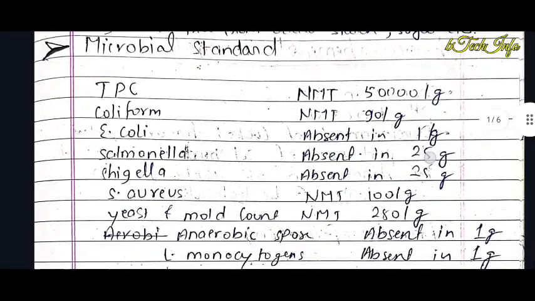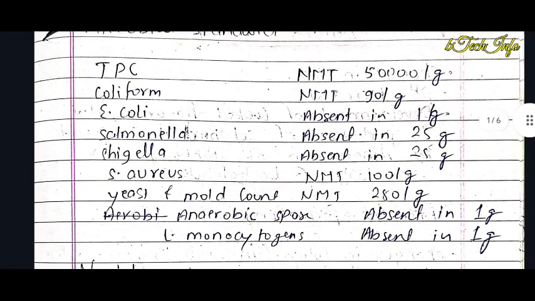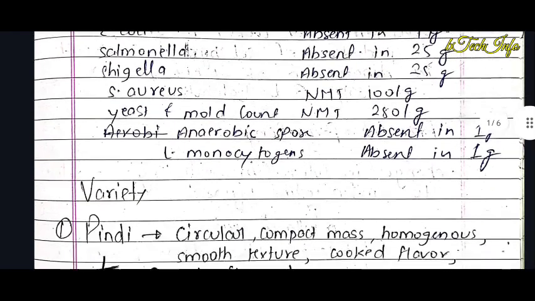Now we see the microbial standard for Khoa. The total plate count should be not more than 50,000 per gram, and coliform count should be not more than 90 per gram. E. coli should be absent in 1 gram. Salmonella should be absent in 25 grams. Shigella should also be absent in 25 grams. Staphylococcus aureus is also not more than 100 per gram, and yeast and mold count should be not more than 250 per gram. And anaerobic spores and Listeria monocytogenes should also be absent in 1 gram.